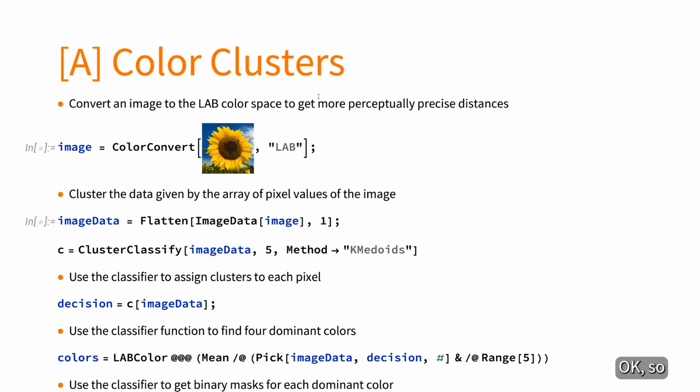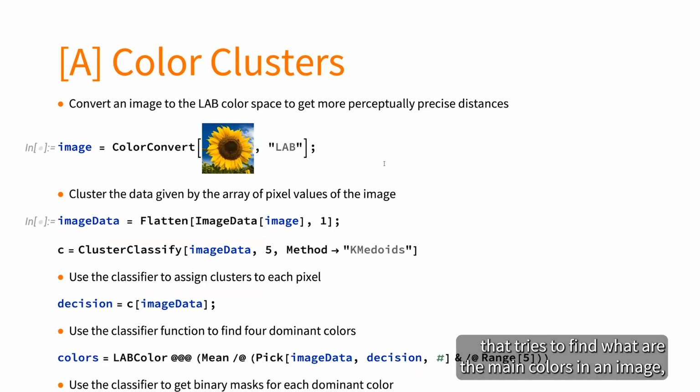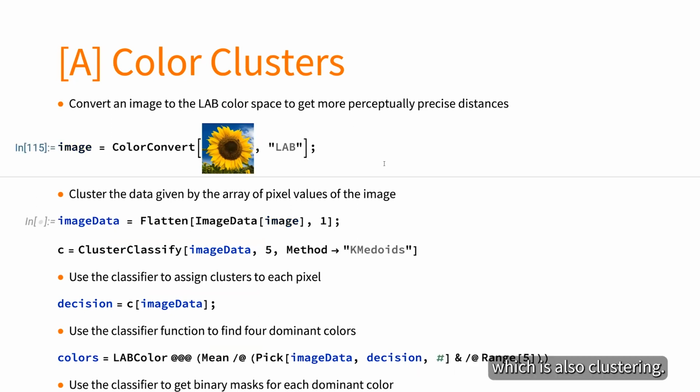Okay, and another thing that you can do, another input type I think I've never shown, is colors. For example, we can build a dominant color function that tries to find the main colors in an image, which is also clustering.